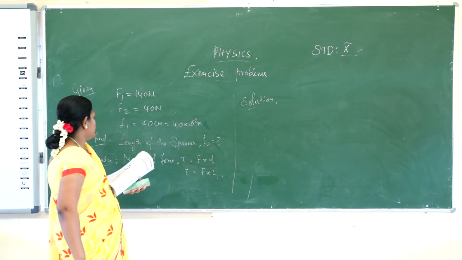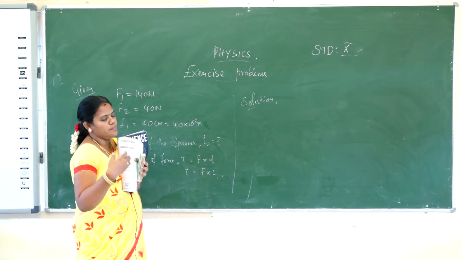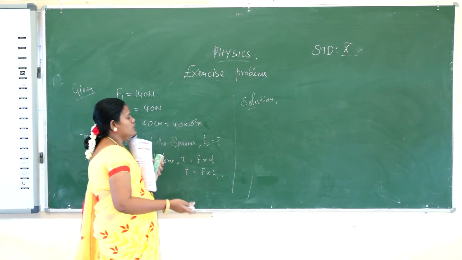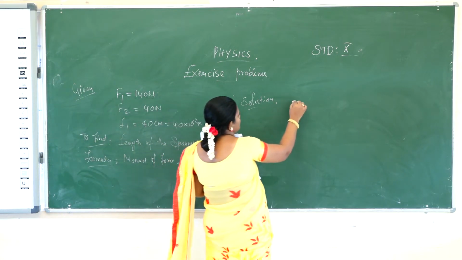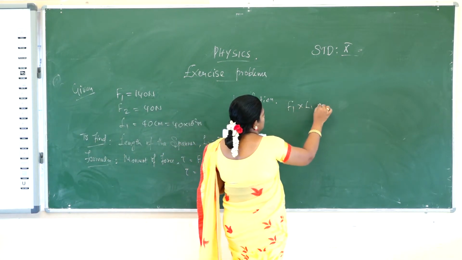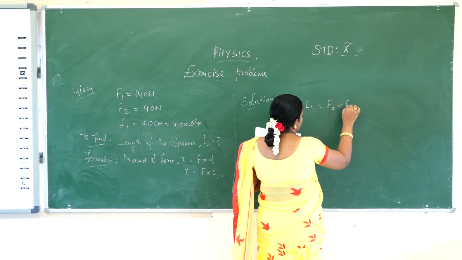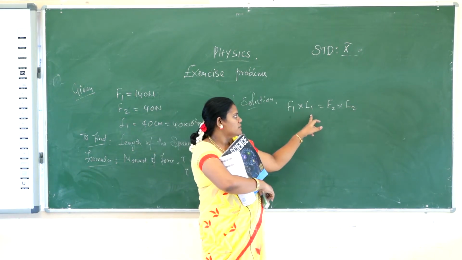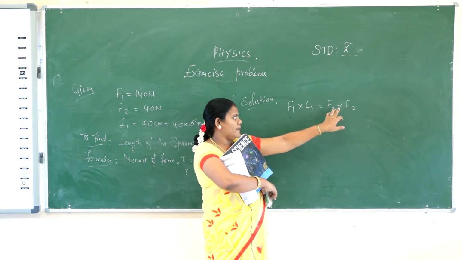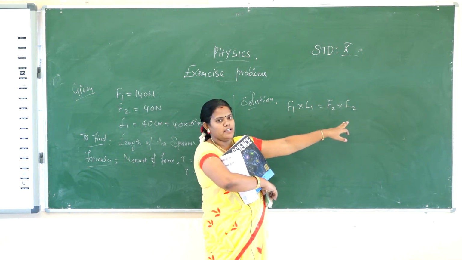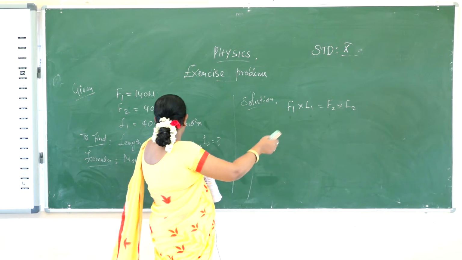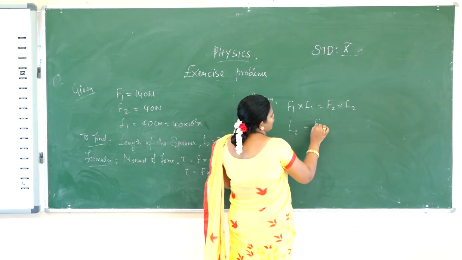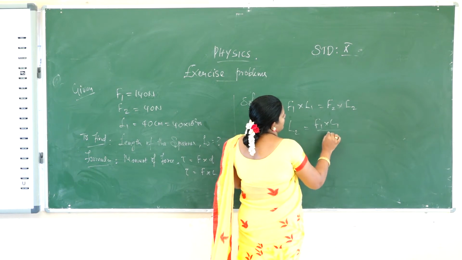So solution: the moment of forces created by the two spanners will be equal. So tau 1 is equal to tau 2, so F1 into L1 is equal to F2 into L2. The first force is applied by the spanner of length L1, the second force by the spanner of length L2. So we will calculate the value of L2. L2 is equal to F1 into L1 by F2.